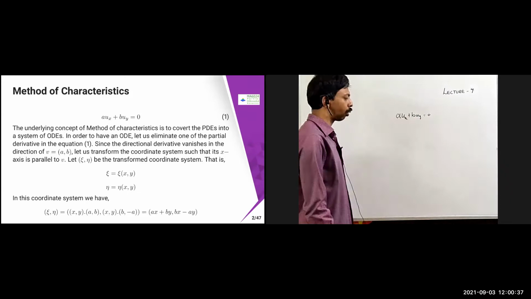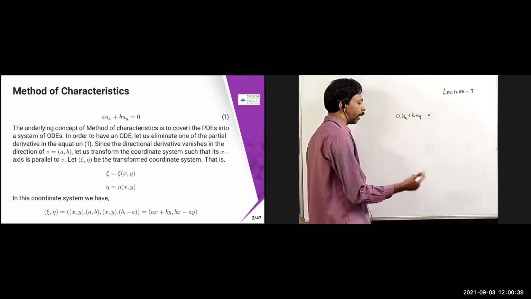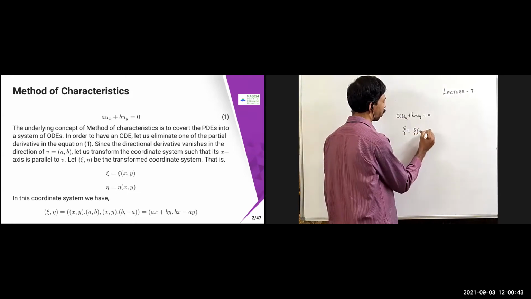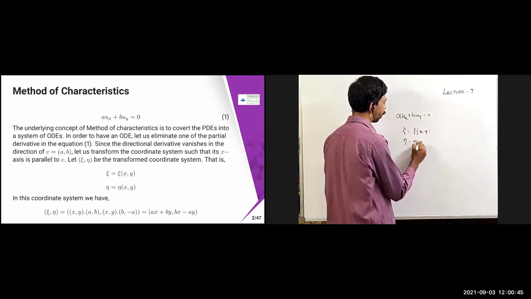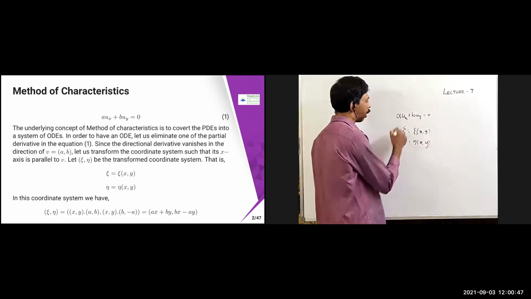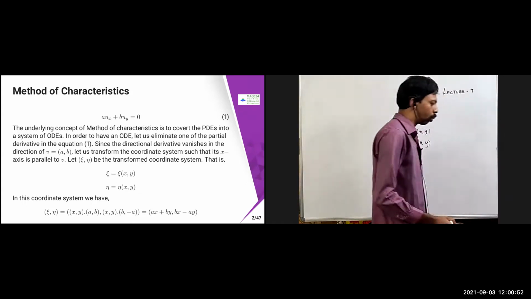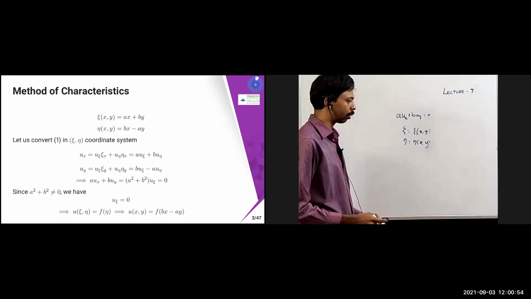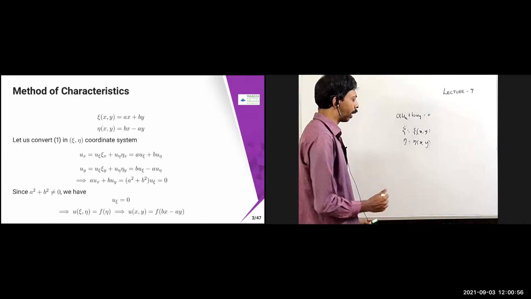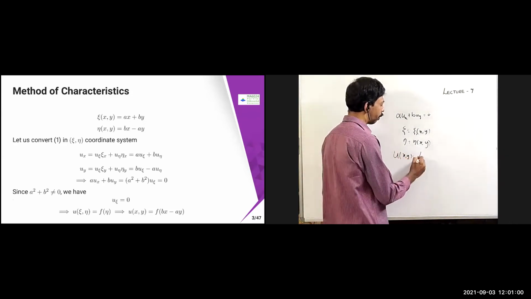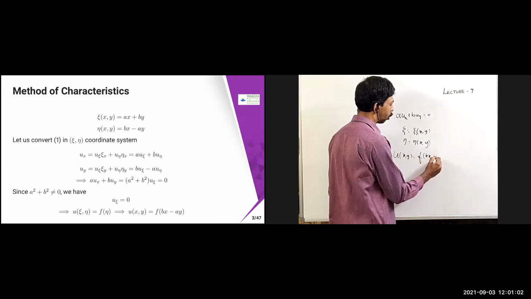And then what we did was we tried to find chi equal to chi of x comma y, a transformed coordinate, and then eta equal to eta of x comma y. My aim is to convert that problem into an ODE problem. That one we have done already, and we explained it in the method of characteristics. Then we solve this problem, u of x comma y. For this problem, the solution was u of x comma y equal to f of bx minus ay.